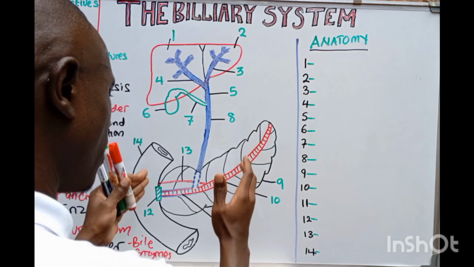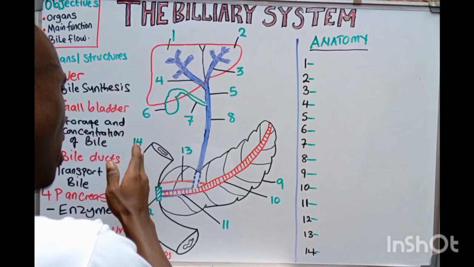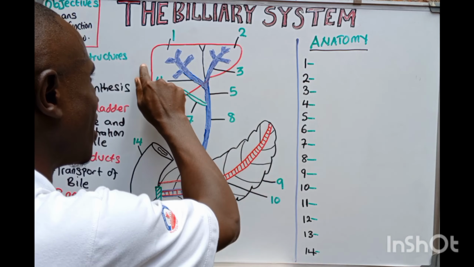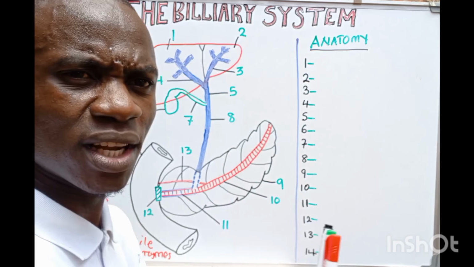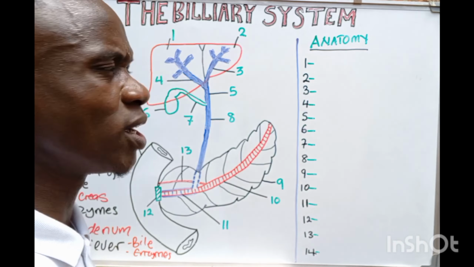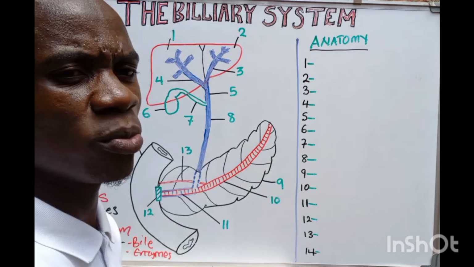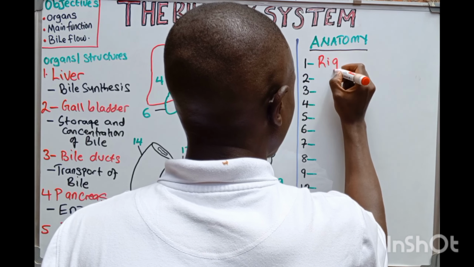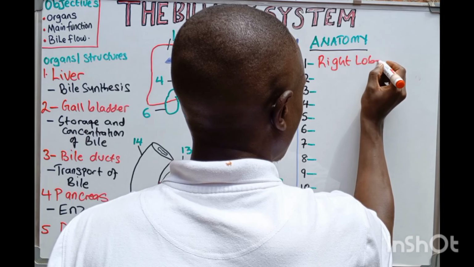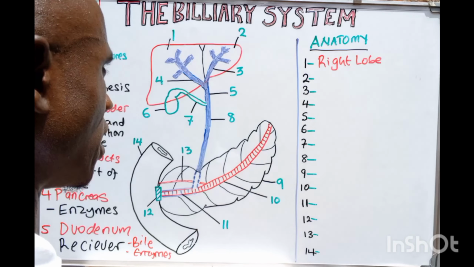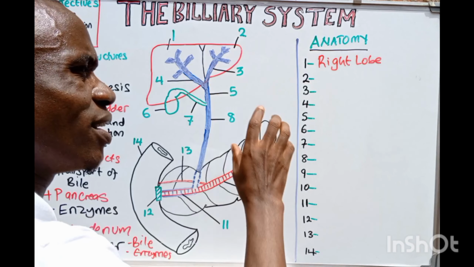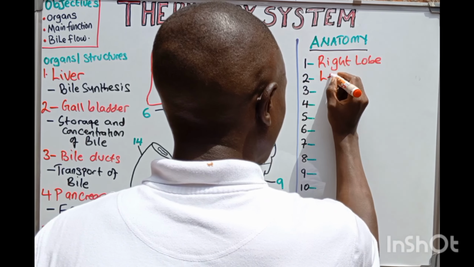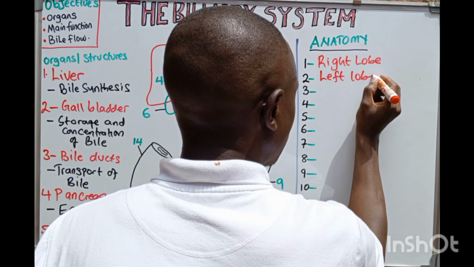We are going to be labeling the structures according to the numbers from 1 up to 14. Number 1, the whole of this red structure here, is the liver. The liver has different parts or lobes. This number 1 here is the right lobe. Then this second one is the other smaller lobe, seen on the anterior view. It is the left lobe.